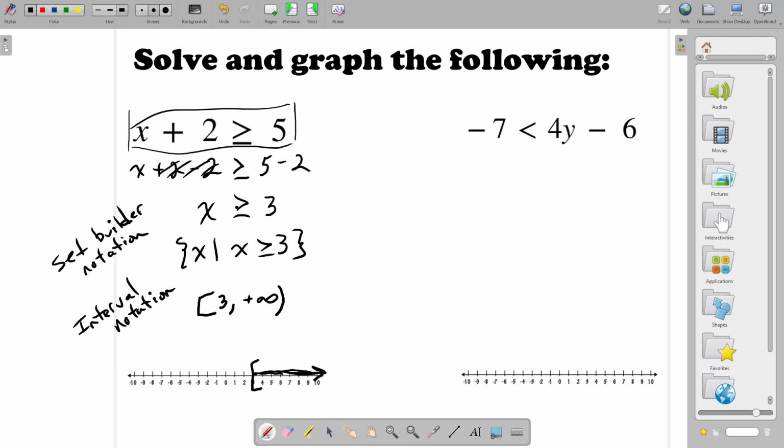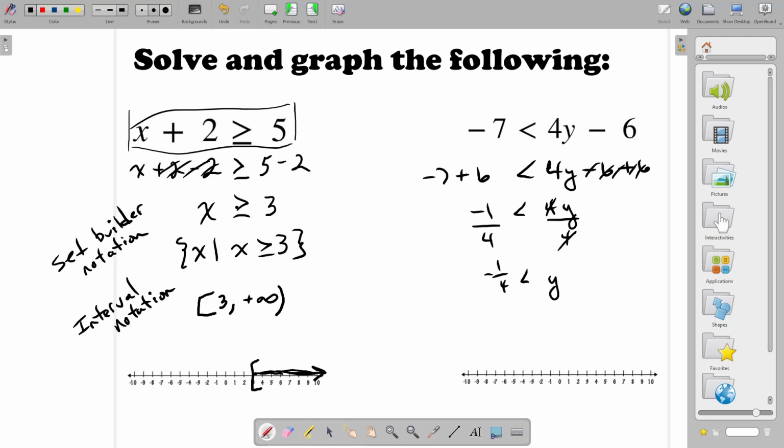All right, let's take a look at this one. We want to get the y by itself. So since we're subtracting 6, I'm going to add 6. If I do that over here, I must do that over here. Over here we get negative 1. Over here the 6's add out. Now we divide by 4. Divide by 4. The 4's divide out. We're left with y, and we get negative 1/4. This is also the same as y is greater than negative 1/4.